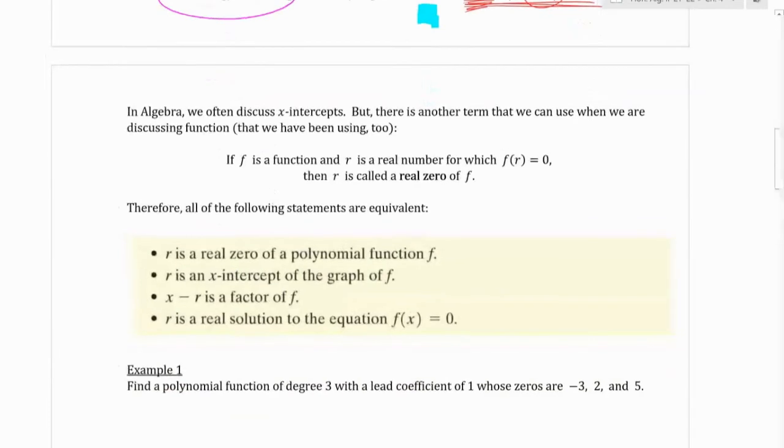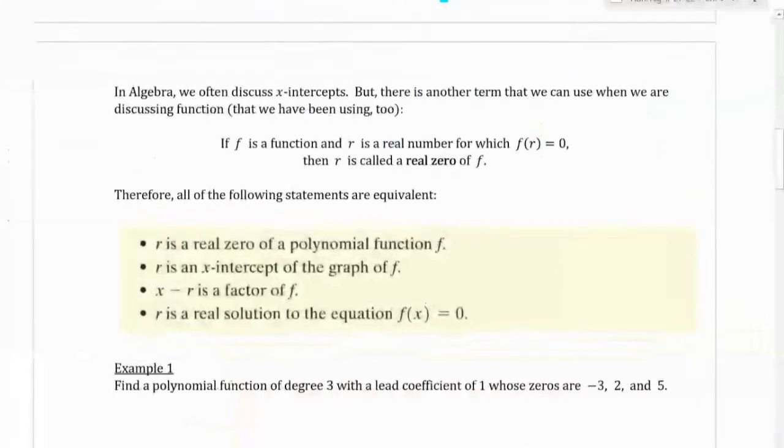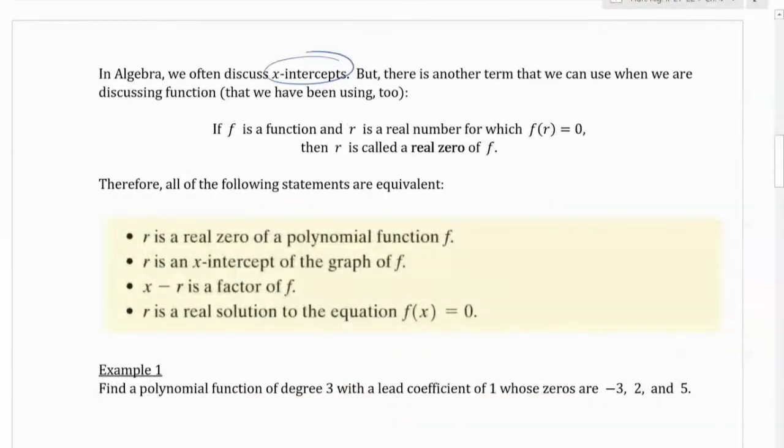Here are some things that we've already discussed that we just throw at you today. We've talked about x-intercepts all through algebra. We did x-intercepts in algebra 1. We're doing them right now. You let y be 0 and you get an x-intercept. We also call those zeros of a function. So if you're looking at whatever r is to make the function equal 0, that value of r is called a real 0.